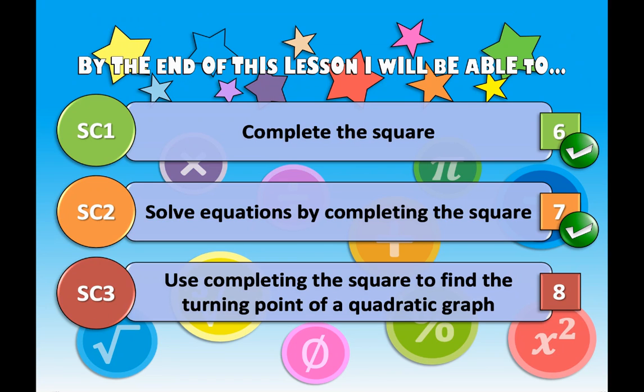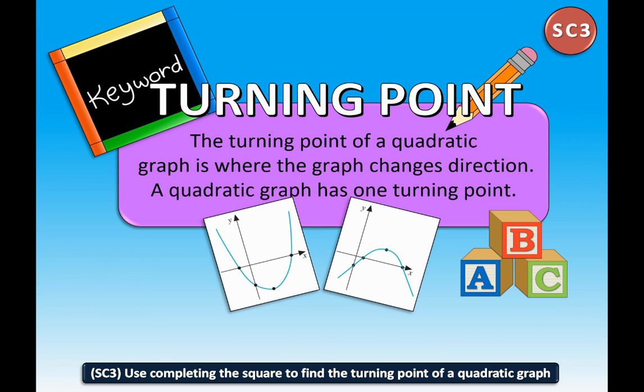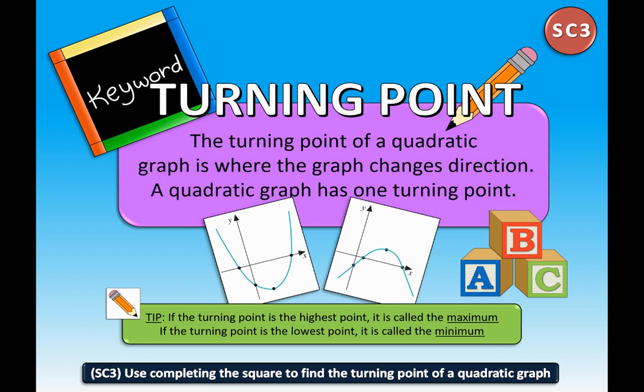So now we're going to move on to success criteria 3, and this is to use completing the square to find the turning point of a quadratic graph. So the turning point of a quadratic graph is where the graph changes direction, and a quadratic graph will always have one turning point. So it'll always be either a U-shape or an upside down U-shape. If the turning point is the highest point, then this is called the maximum. If the turning point is the lowest point, then this is called a minimum.